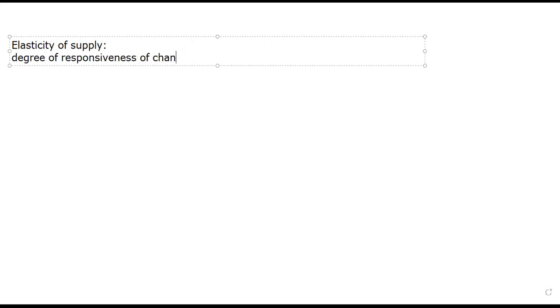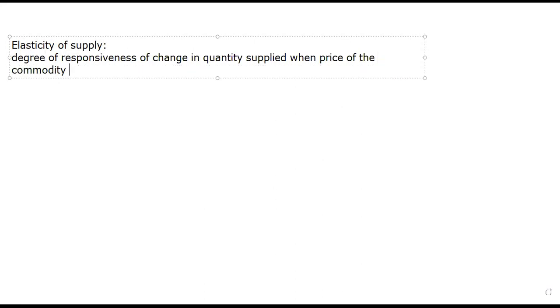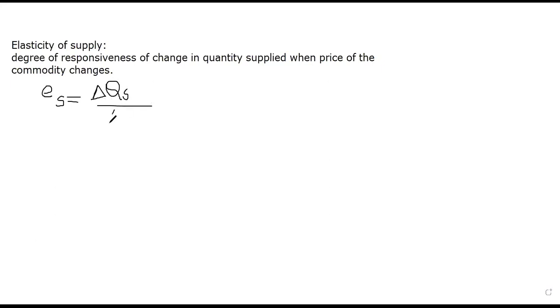Similar to that of demand, we have elasticity of supply. Okay, very similar to that of demand. Instead of demand, here we are considering the degree of responsiveness of change in quantity supplied when the price of the commodity changes. Okay, you have the same equation. Elasticity of supply is equal to change in quantity supplied with respect to change in price.